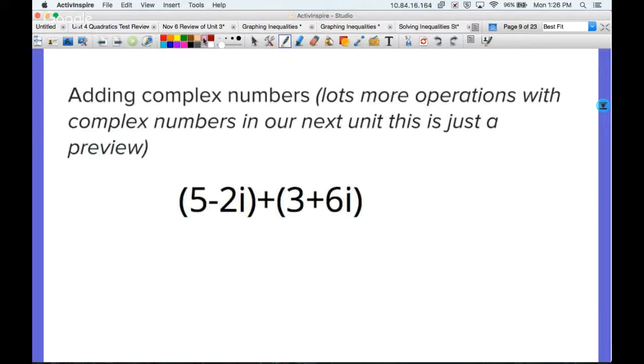If I want to add complex numbers, it's very similar to adding like terms. For example, this one here is 8 plus 4i. It's just like I added the like terms.